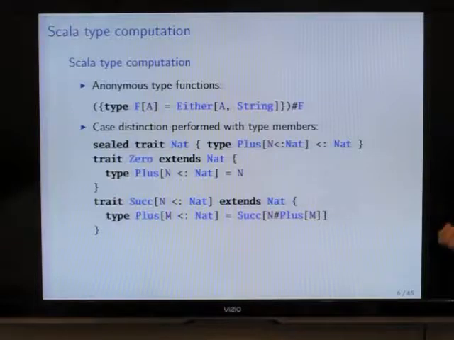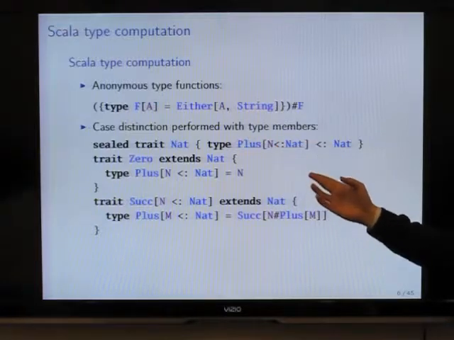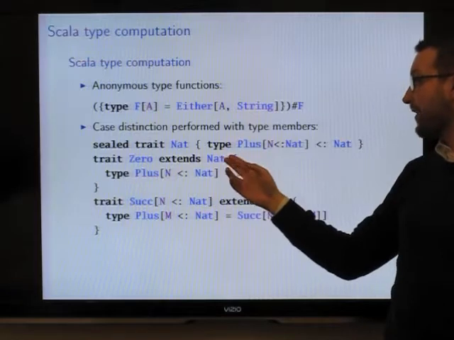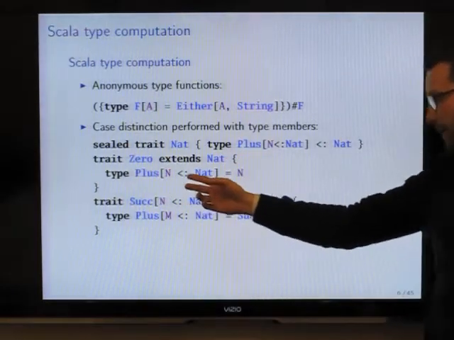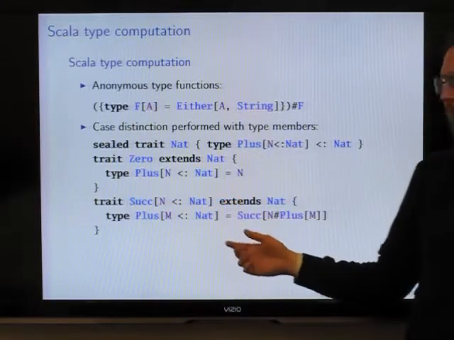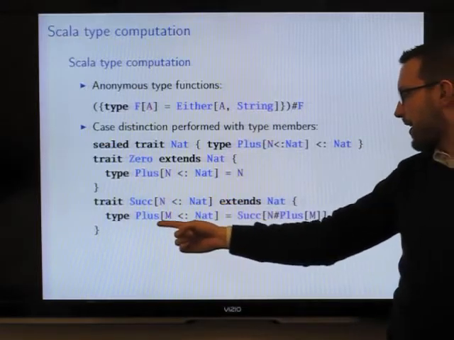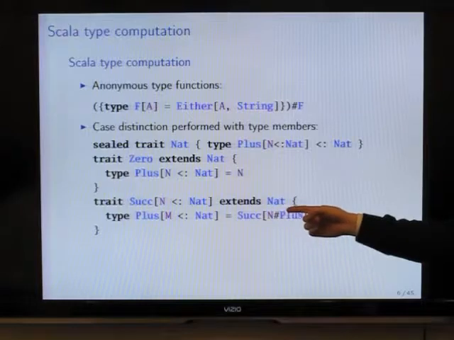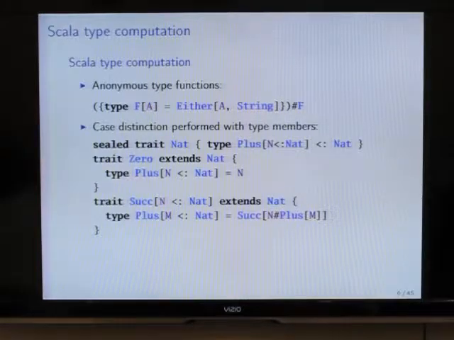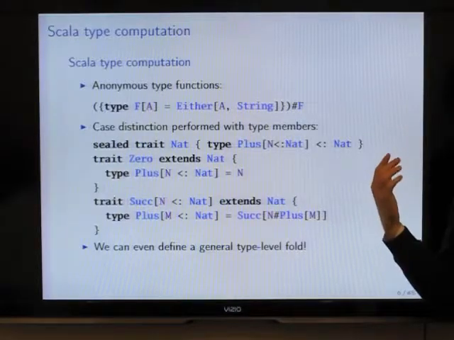Let's say you want to do some addition here. Well, we can define a trait Nat, and we say that it has an abstract type member Plus, which takes some type N bounded by Nat, and gives back some type bounded by Nat. Then we can have a trait Zero, which is extending Nat, and its implementation of Plus maps N to N, which is to say it does nothing. We can have a trait Succ, which is to say the successor, or N plus 1, with this N. And if we try to say that Plus M, well, that's Succ of N's Plus applied to M. You can also write this in other ways, but I think this is the most straightforward. We can actually write folds at the type level, all kinds of great stuff.